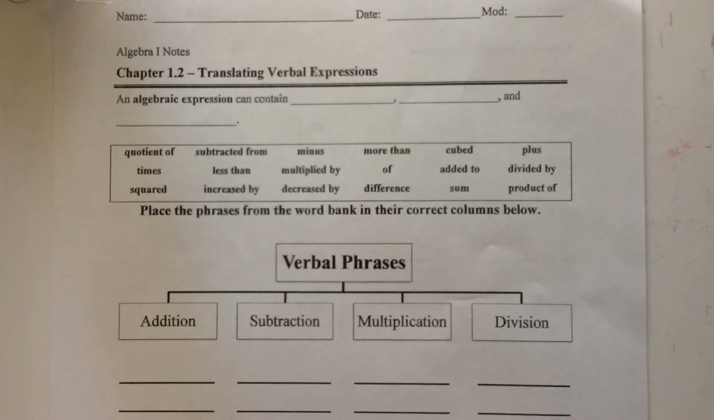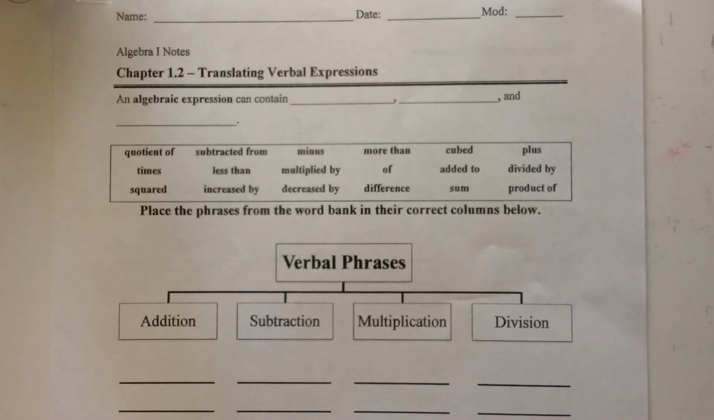What I have done is taken some sections from Chapter 0 and Chapter 1 and kind of created my own version of Chapter 1 because there are certain concepts in Chapter 0 that we don't really need to get to and certain concepts in Chapter 1 that we really don't need to get to. So I've kind of taken the things that are important and made my own Chapter 1. So let's get started. Translating verbal expressions.